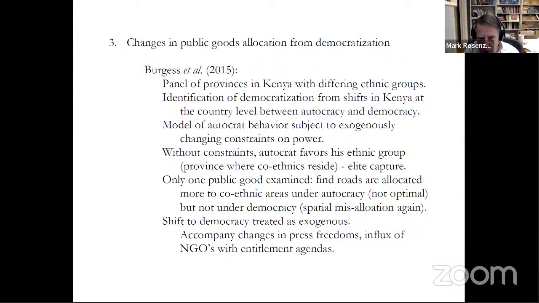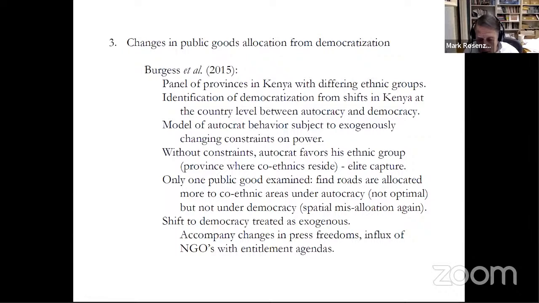They have a model of autocratic behavior subject to constraints on power. So there's no model of democracy at all. And what the model says is the autocrat is going to favor his ethnic group. That's the elite capture. The measure of the public good is just roads. And what they find is that when there is autocracy, the leader of the country allocates more of the roads to his co-ethnic areas. But when there's democracy, we don't see that.